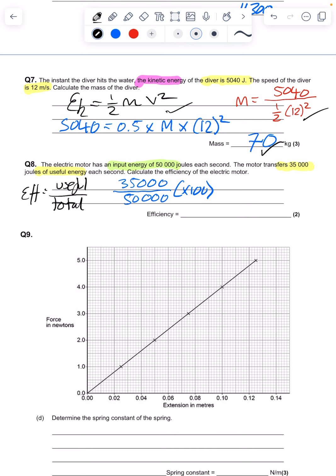So in this case here, it's just 2 marks. So you get 1 for doing the calculation. That will come out at either 0.7 or 70%. Remember, do not write 0.7%.